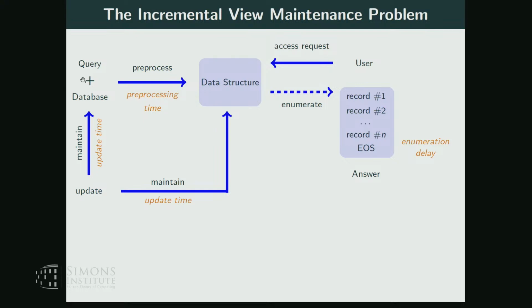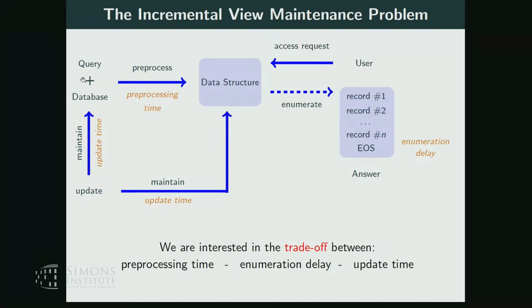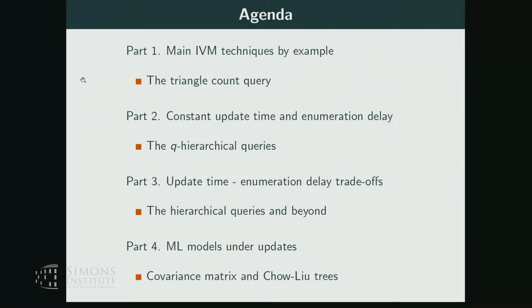So we have then the preprocessing time, the enumeration delay, and the update time. And we are interested in the trade-off between these three components of the complexity. Good. So the agenda is this.